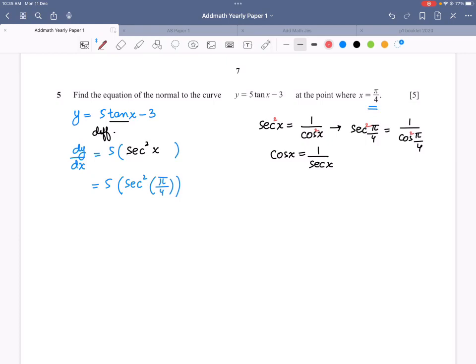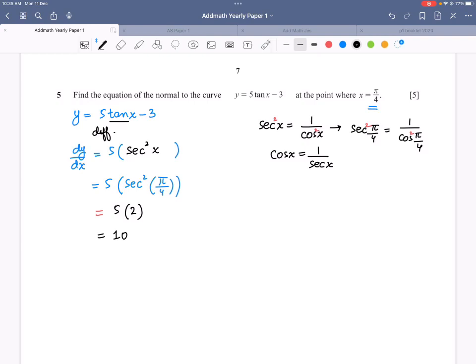cos π over 4. Whatever the value is, I will find the square of it. That is 0.5, and 1 divided by the answer is 2. So the value of sec² x we got is 2. So the derivative is 10.